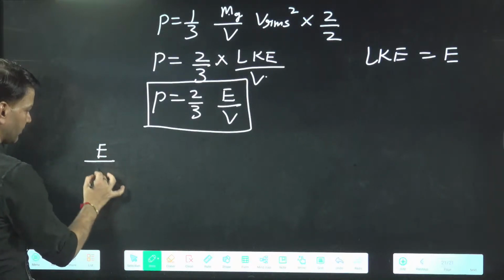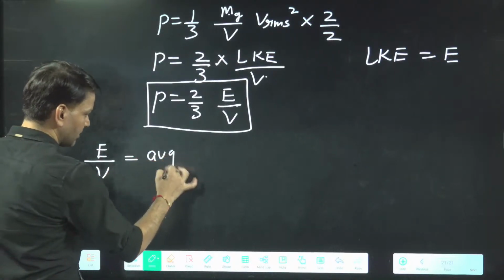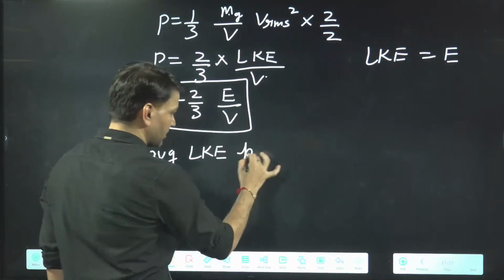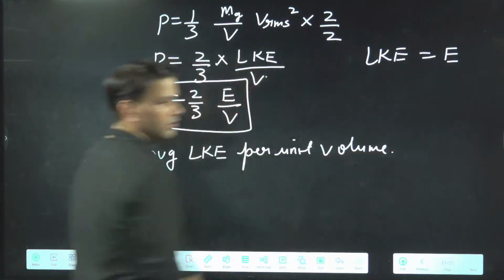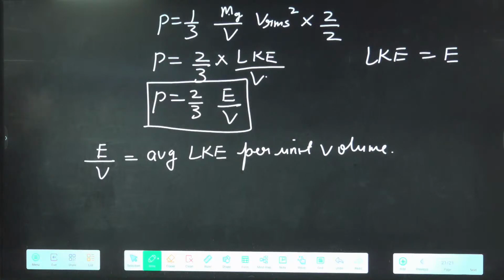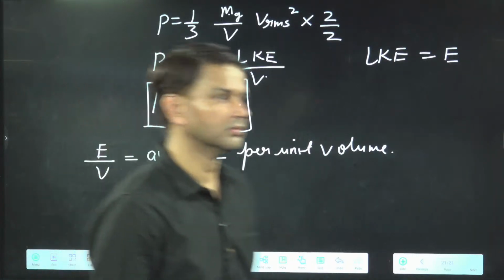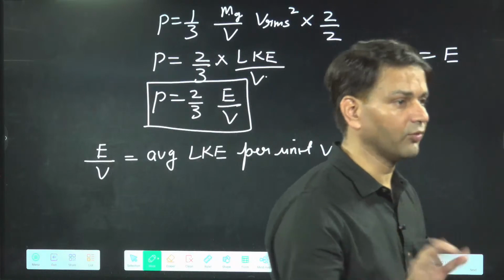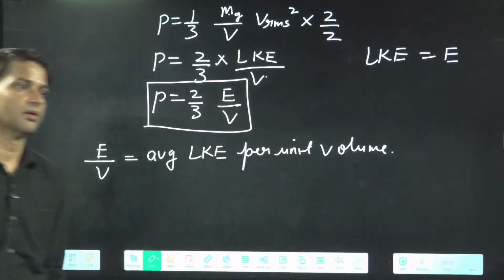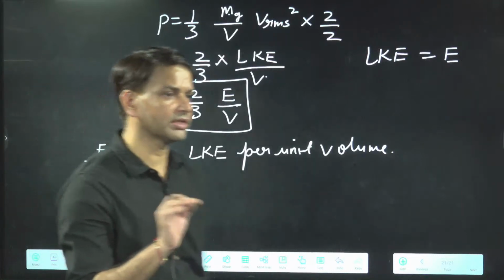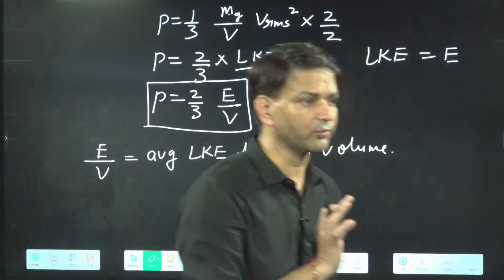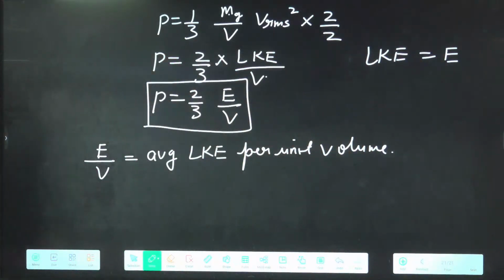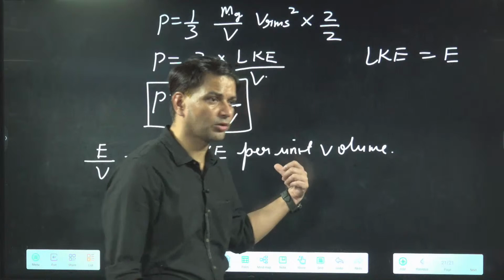So E by V, what can we say? Average linear kinetic energy per unit volume. They will not ask a question on this; directly the formula they can ask. Most of the questions they ask from this, like RMS speed or energy or internal energy. These are the only formulas we have to remember. Completed? So try to remember this directly.